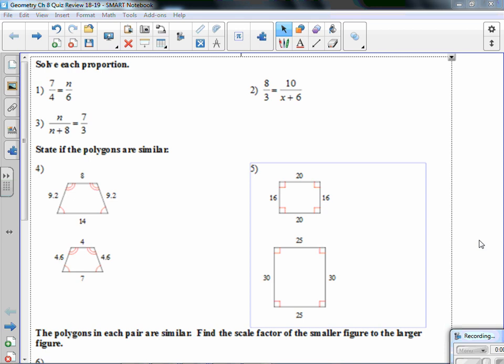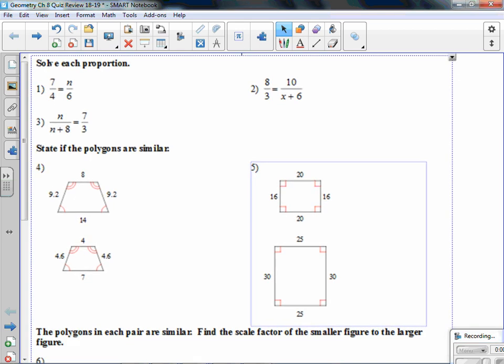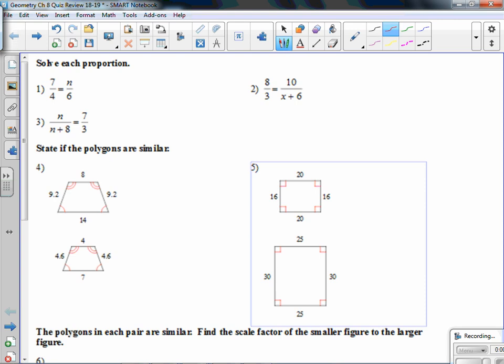Alright, so going over this review for chapter 8, starting off with proportions, which most of this chapter is all about proportions. So to solve a proportion, we start by cross multiplying. So 7 times 6 is going to give us 42. I'm going to set that equal to 4 times n. Divide both sides by the 4. And we're going to end up with n equals 10.5.